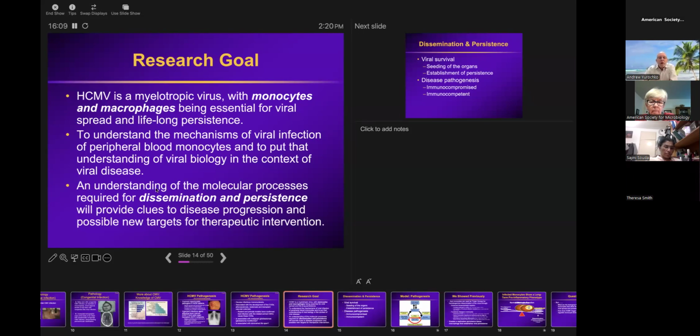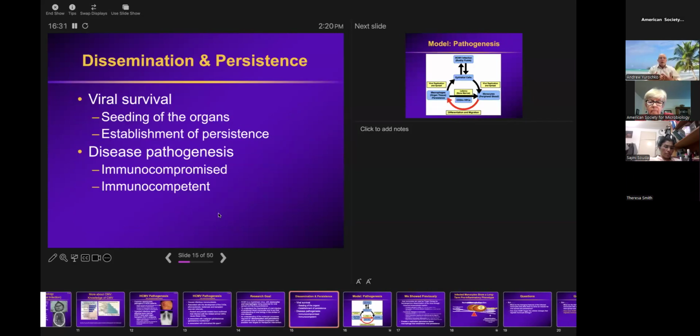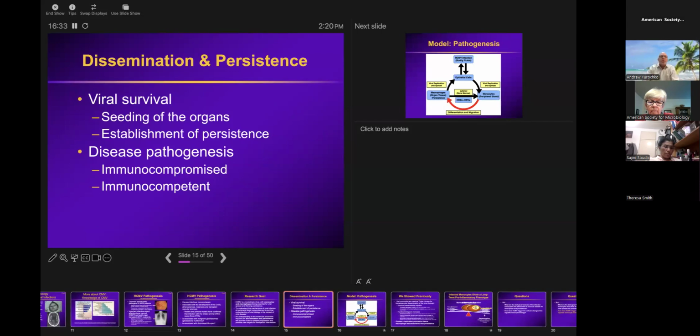That's really what we want to do: understand the processes required, in our case, for dissemination and persistence. Dissemination, I'm defining as spread within the host and ultimately spread from host to host. And persistence being that once you get this virus, you get it for life, and hoping this provides us clues to disease progression and possible targets for therapeutic intervention. Why have we focused on dissemination and persistence? Well, the real key is viral survival.